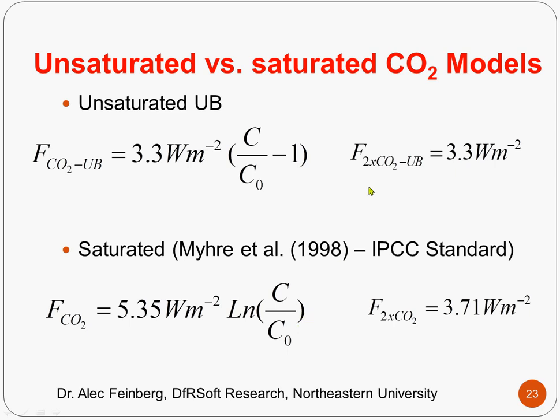Now, one thing we can make a comparison about is that a lot of people want to know what the forcing would be for 2 times CO2. Now, in the saturated model, if we take this ratio and make it a factor of 2, so 2 times CO2, that would come out to 3.7 watts per meter squared. Now it's very simple in the linear model. You don't have to do much math because it's 2 minus 1. So that just gives us the forcing factor, which is 3.3 watts per meter squared. And this is supposedly an upper bound.